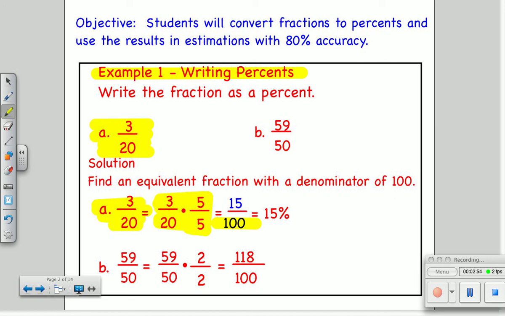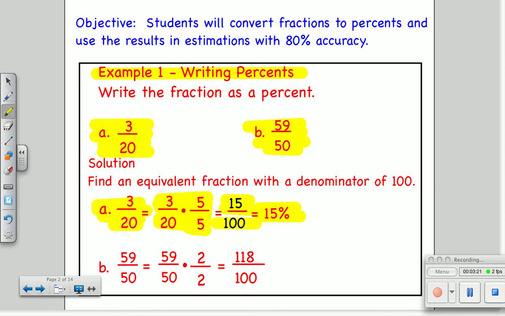So if I have 1 out of 100, 1%. 5 out of 100, 5%. 25 out of 100, 25%. 90 out of 100, 90%. Okay? So any number out of 100 is going to be that percent, because that's per 100. Okay? So make sure you write this is 15 out of 100 or 15%. And then we go on to letter B, 59 out of 50.